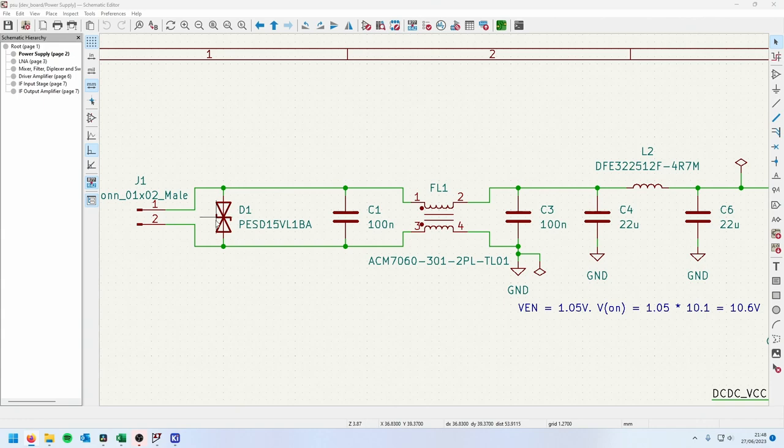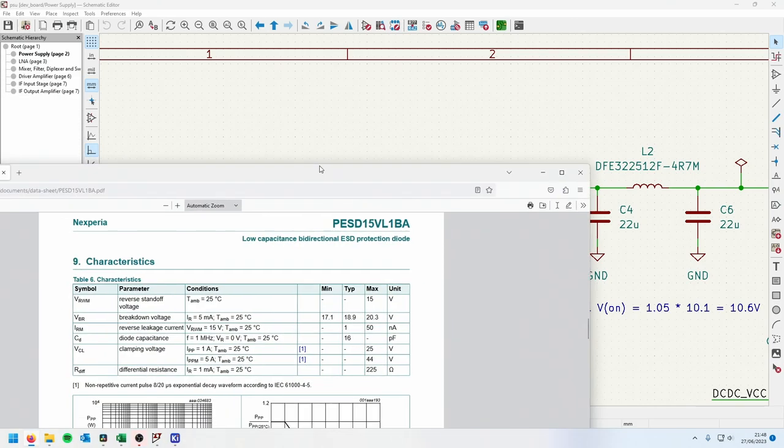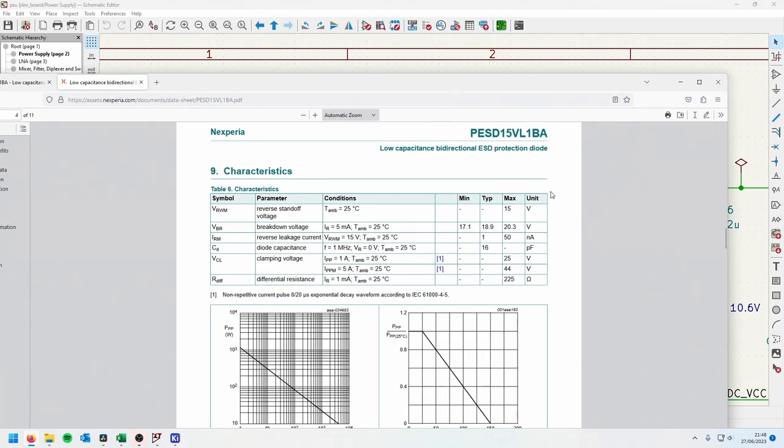So we need to specify it such that it has a reverse standoff voltage bigger than that. The other thing that matters is its breakdown voltage, the point at which it guarantees it will have started conducting. That's a good indication of the maximum voltage it will clamp this circuit to. The part I've chosen has a reverse standoff of 15 volts, and a breakdown voltage where it starts conducting seriously somewhere between 17 and 20 volts.